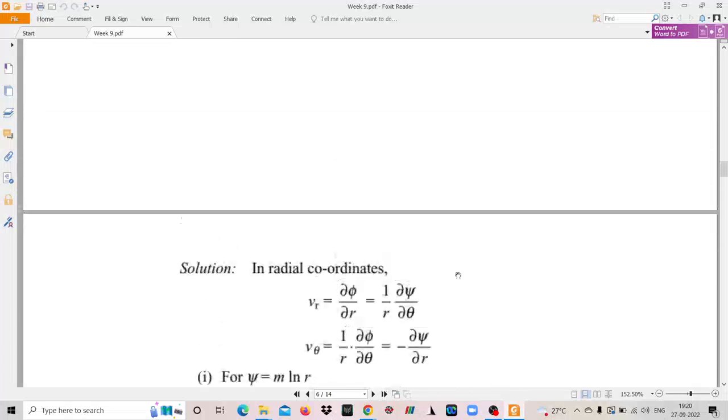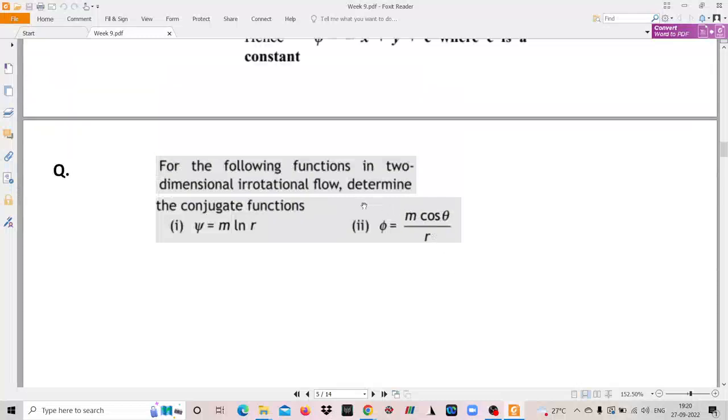Based on this, I am giving you 5 minutes, and you please try the second problem, that is phi is equal to m cos theta by r.